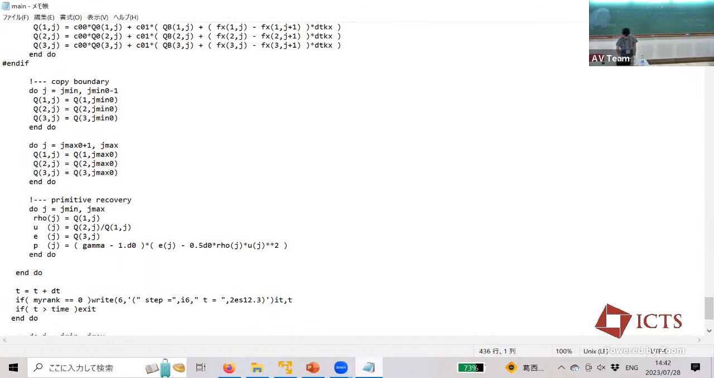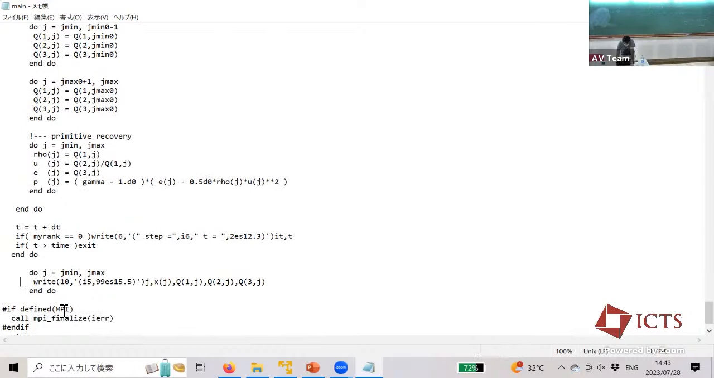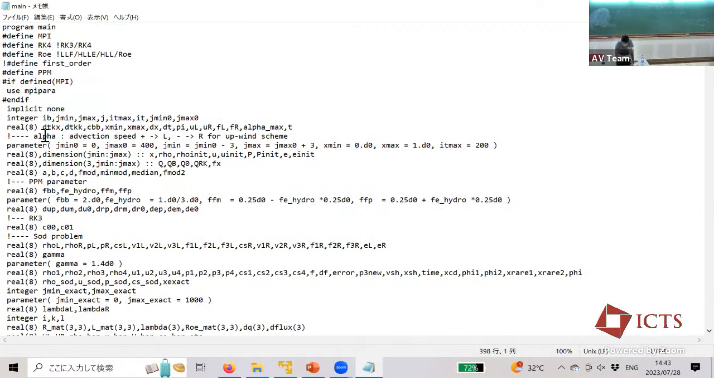So I just pretend to be a relativistic one, but you would need the primitive recovery. Here it's a direct calculation. Rho is the conserved quantity Q itself, velocity is the momentum divided by the density, energy is just the energy, and the pressure is given by the energy minus 1/2 rho u squared. And this is the completion of this subcycle. Then you repeat this procedure here and here, right? After the time exceeds some certain time, you want to make a profile, and this loop exits, and outputs to file 10 the index and x, rho, u, and e. This is the basic Riemann solver with a first order reconstruction.